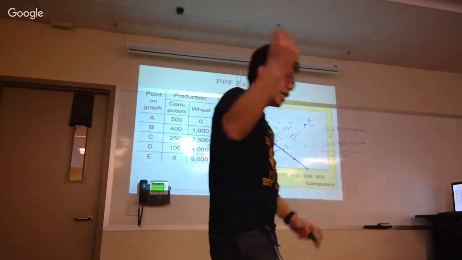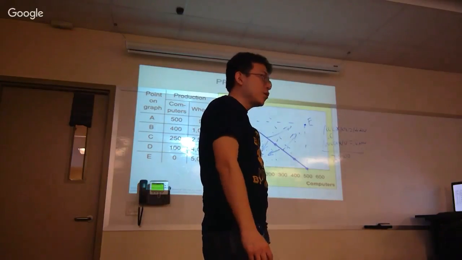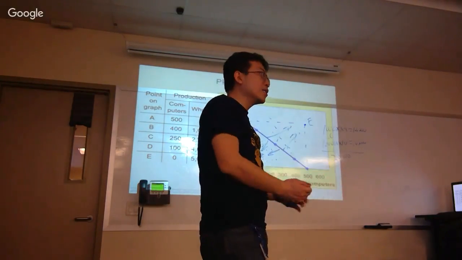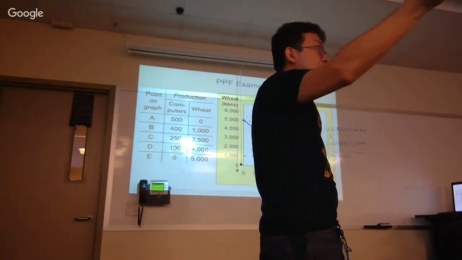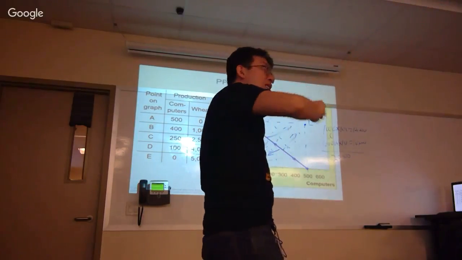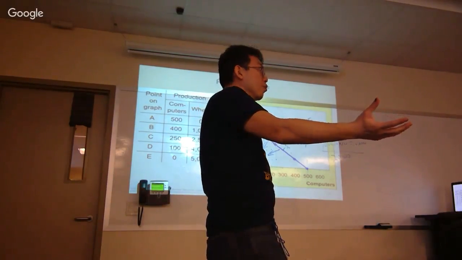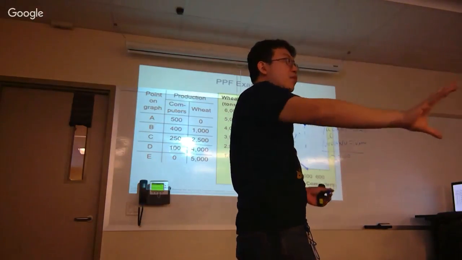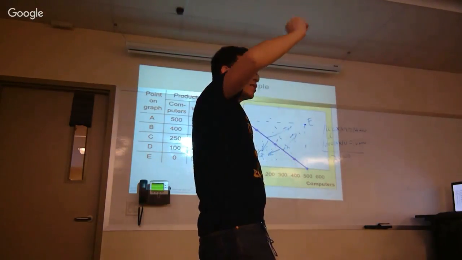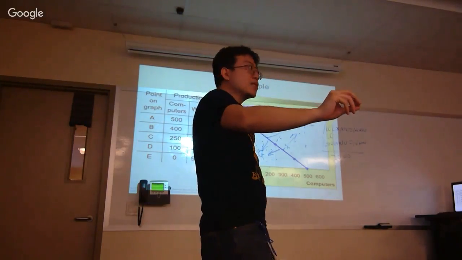I guarantee you will see this on the test as well. On your test, I will give you a graph like this and ask you, what is the point outside called? It's impossible, because we don't have enough resource. What do we call the points inside? Inefficient, because we're not using everything we have. What do we call the points on the line? Efficient, that's everything we have. So points outside impossible, points inside inefficient, points on the line efficient.